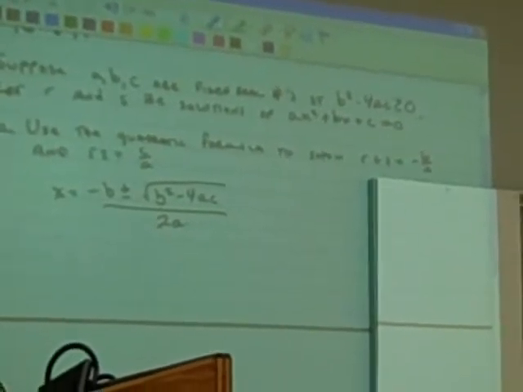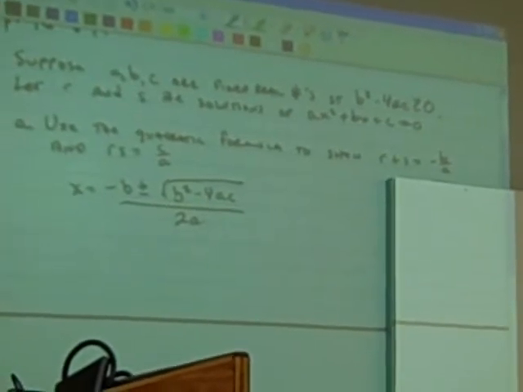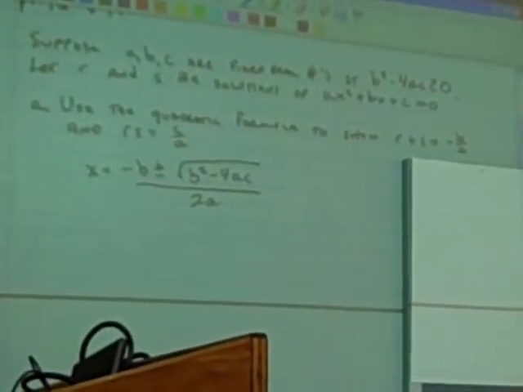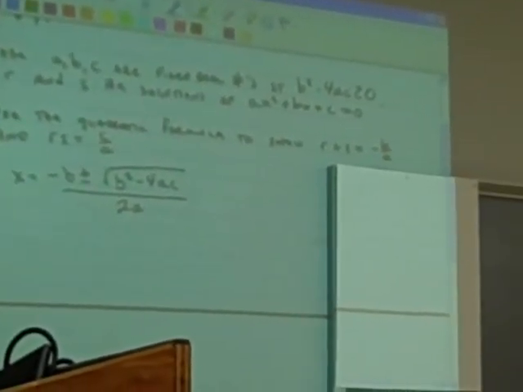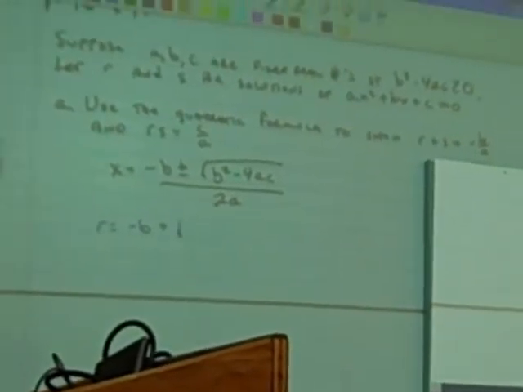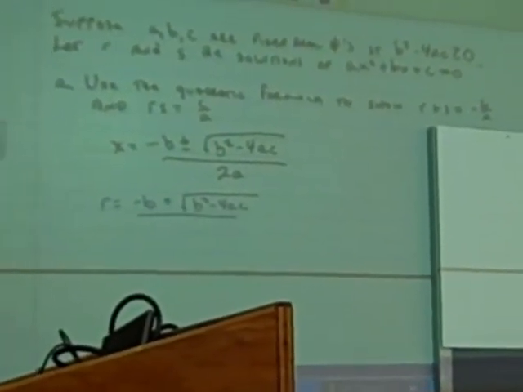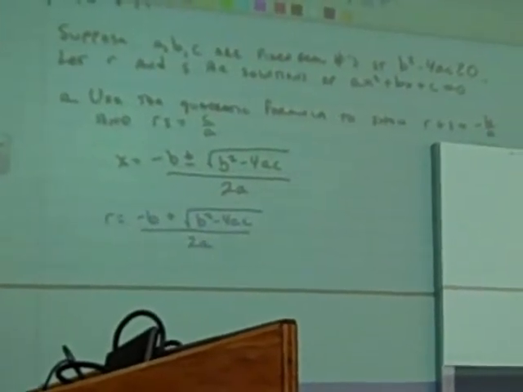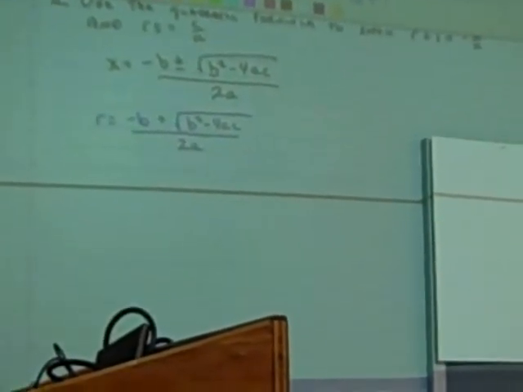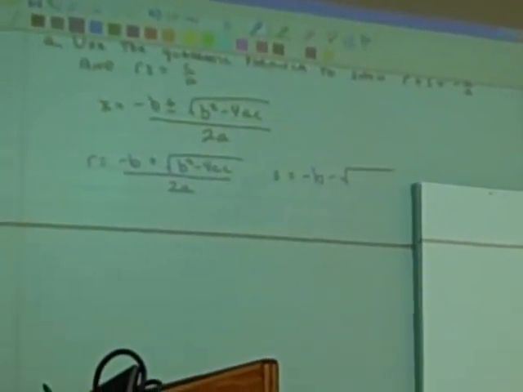And it tells me R and S are solutions. How many solutions does that quadratic formula give me? 2. It gives me 2. Okay? So, what am I going to write for R equals what? And what is S going to equal? There you go. Those are my 2 solutions.